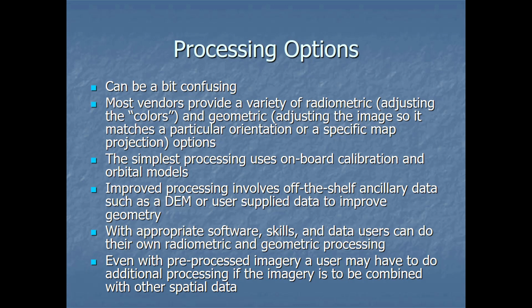So the engineers that design your satellite platforms include onboard calibration and software that is considering the orbits, the sun azimuth, the angles, time of day, and many other factors. As a GIS analyst, you can use off-the-shelf ancillary data such as a digital elevation model or user-supplied data to improve the geometry of your image. With appropriate software skills and experience, data users can do their own radiometric and geometric processing. So even with pre-processed imagery, a user may have to do additional processing if the imagery is to be combined with other spatial data.